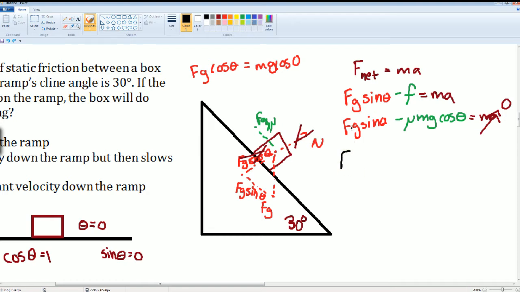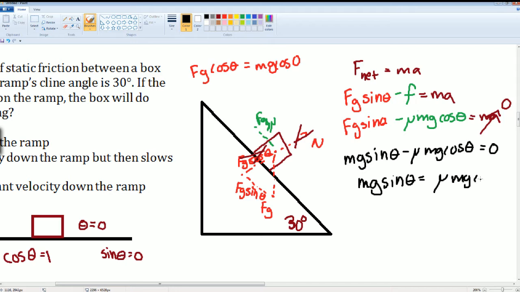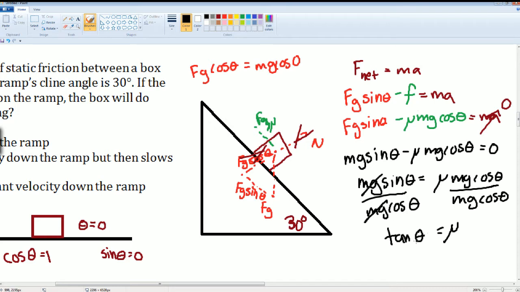So Fg can just turn into mg, right? That's force of gravity. mg sine theta minus mu mg cosine of theta. Watch the substitution that occurs. I want to add this to this side. So I have mg sine of theta is equal to mu mg cosine of theta. Divide by mg cosine of theta. Mu is equal to... no, mg gets canceled out. We have sine over cosine. Sine over cosine is defined by tan of theta.